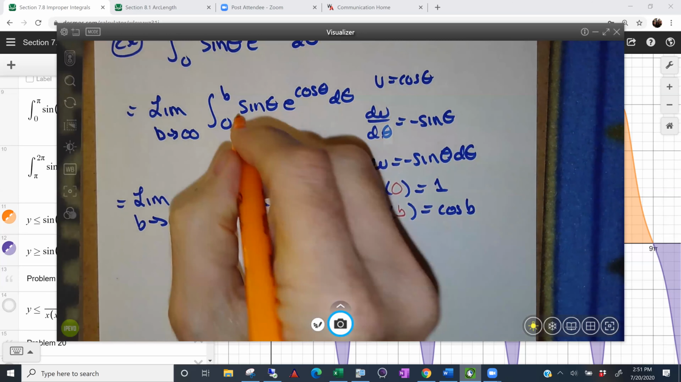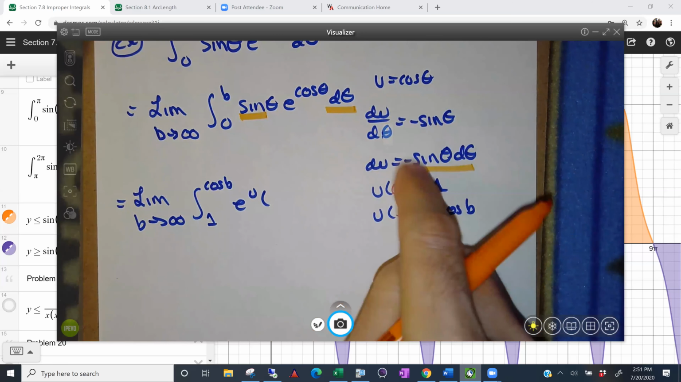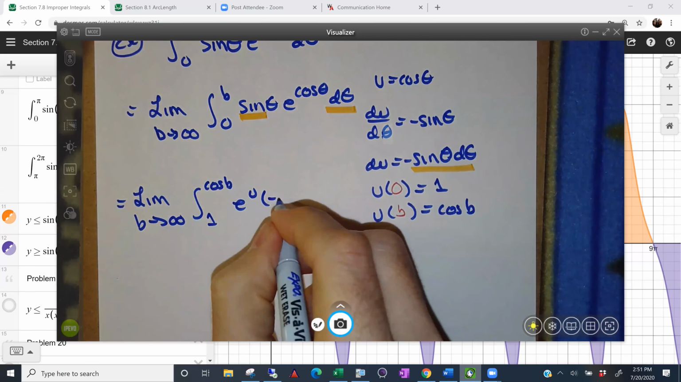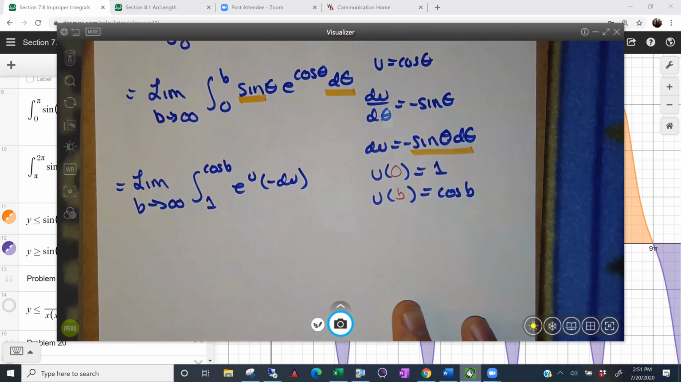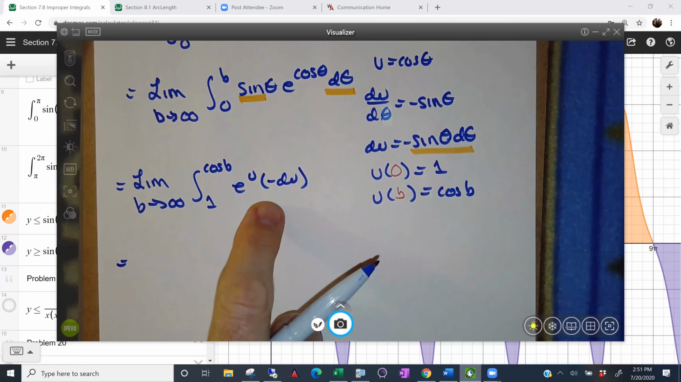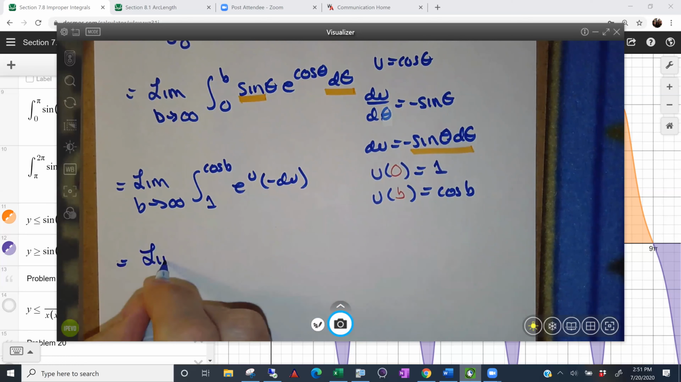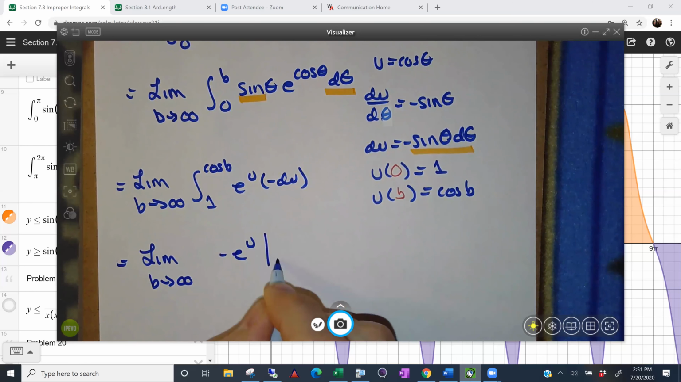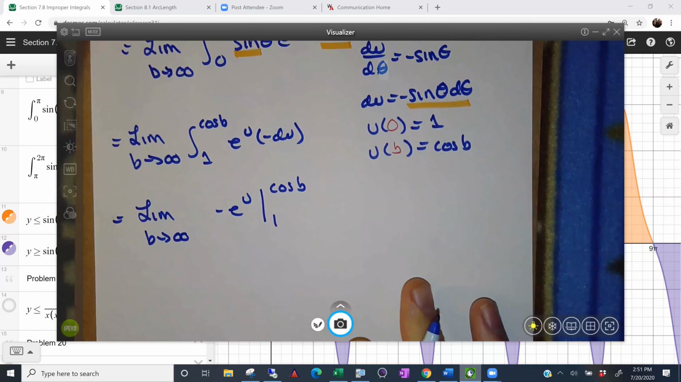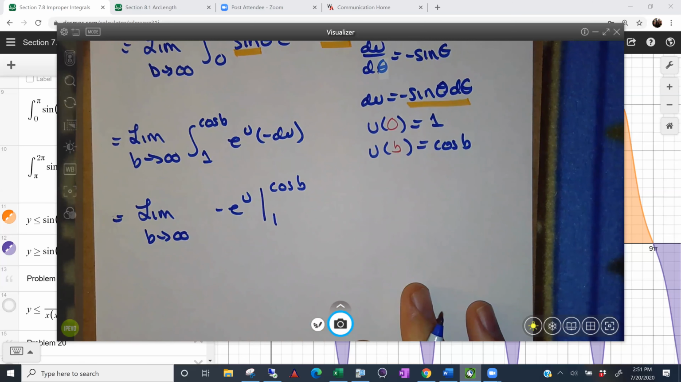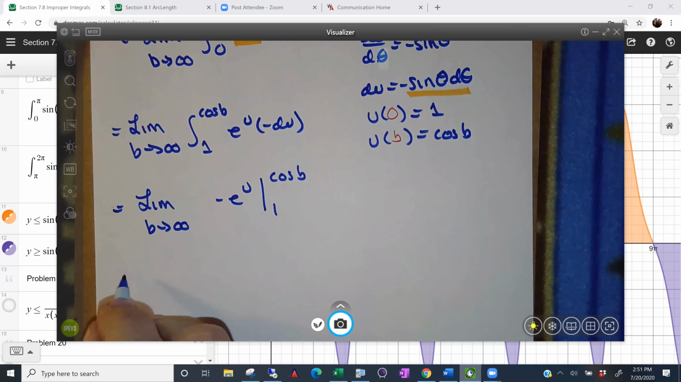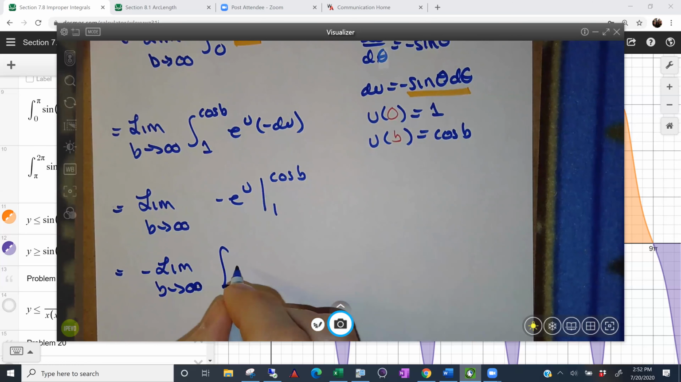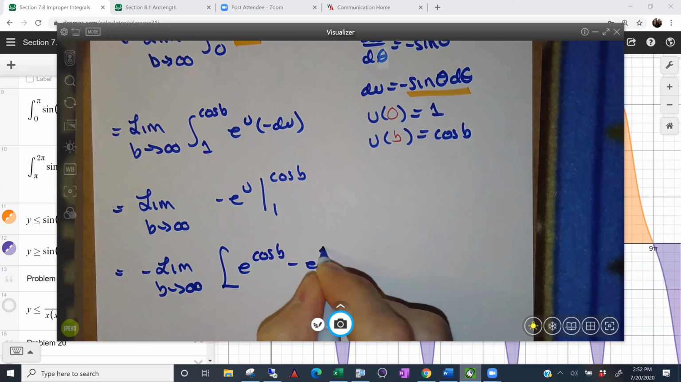We need to get rid of that minus sign. I forgot to do that, because we got sine of theta d theta. I have to put that negative sign to the other side, so minus du. Okay. Let's not lose the negative sign this time. That's going to be the limit as b approaches infinity of negative e to the u between 1 and cosine of b. So I'll take that negative out in front: negative the limit as b approaches infinity of e to the cosine of b minus e to the first power.